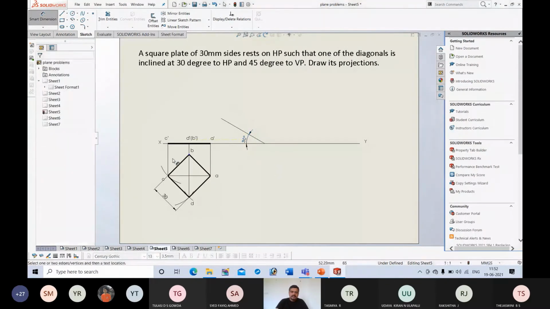Next, take the points. So this is A dash. Next, we should measure the radial distance between A dash and D dash. Using the compass, directly you can take the distance between these 2 points and you can mark it here, no problem.